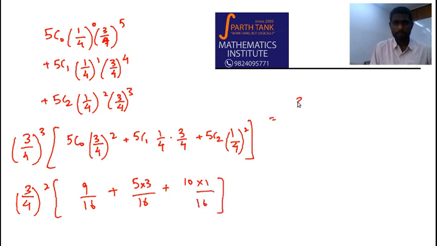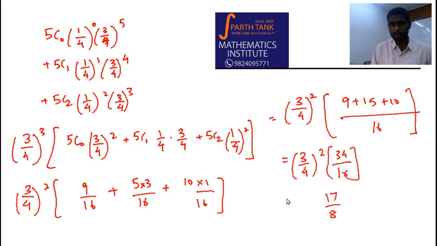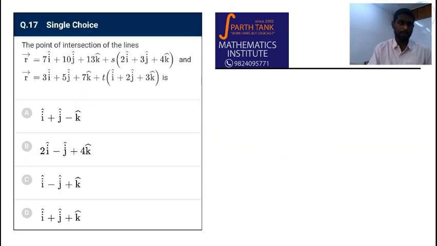So the net is 3 by 4 the whole square on 9 plus 15 plus 10, which is 34. 34 by 16, which can be simplified as 17 by 8. Therefore, that constant that multiplies 3 by 4 the whole cube everywhere is 17 by 8. 17 by 8 is option A. 17 by 8, 16 option A. Okay, very simple problem. Binomial theorem, binomial distribution.